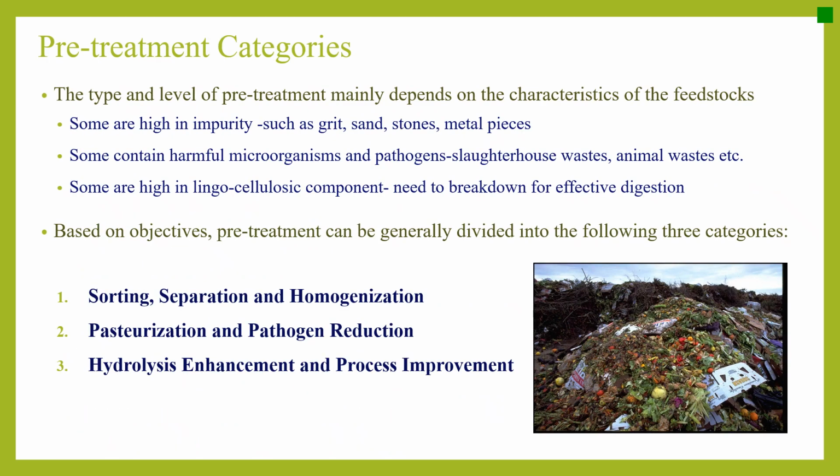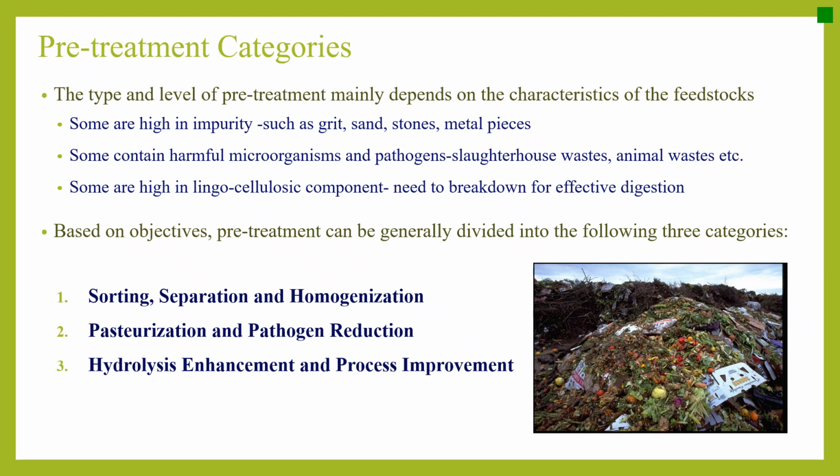Let's move to pretreatment categories. The type and level of pretreatment mainly depends on the characteristics of the feedstocks. Some of them are high in impurities such as grit, sand, stone, metal piece, etc. Some contain harmful microorganisms and pathogens like slaughterhouse waste, animal waste, and some of them are high in lignocellulosic compound that need to break down for effective digestion.